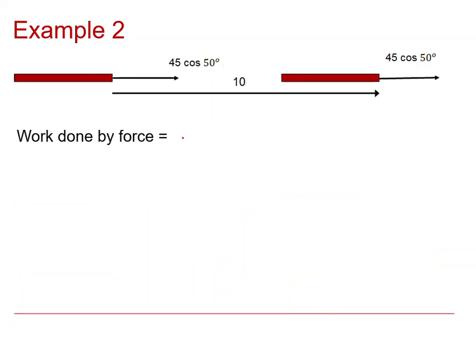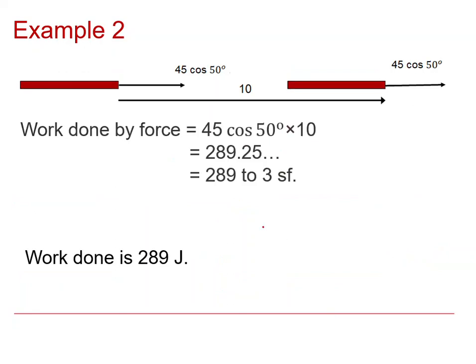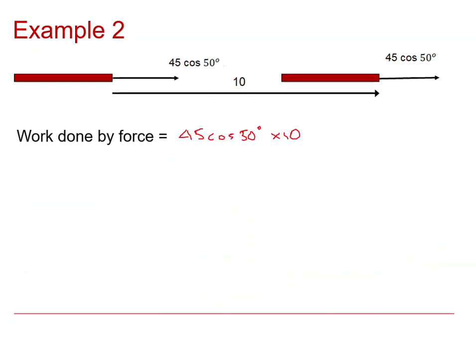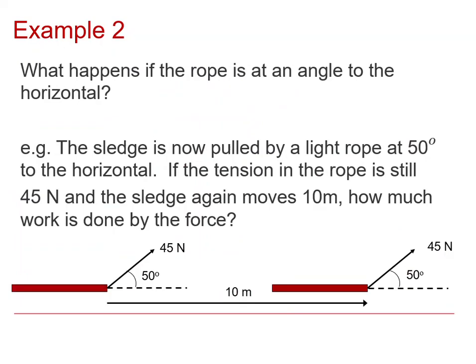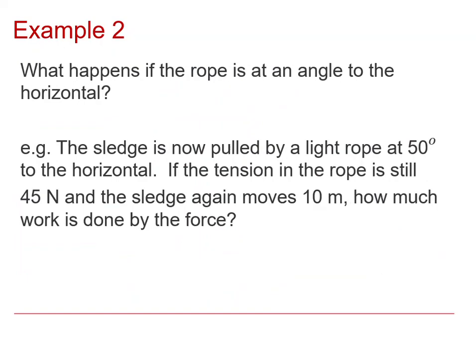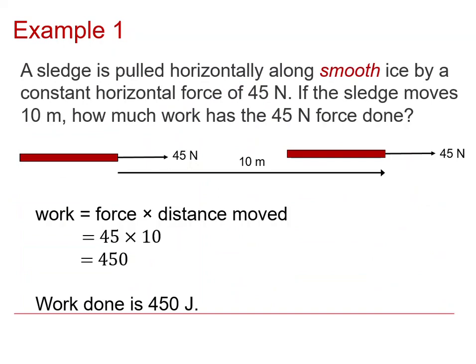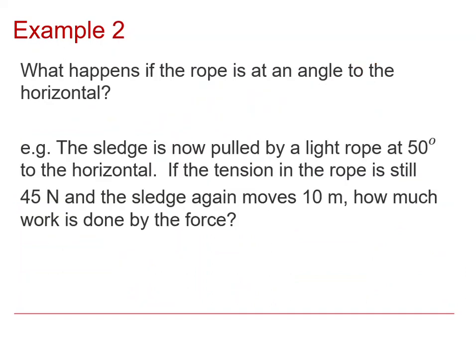So to do the calculation then, it's 45 cos 50 times 10, and that will need a calculator, but otherwise it's just numbers. So there we are, there's the calculation done, and it's 289 to 3 significant figures, so the answer to the question is that the work done is 289 joules. Compare it with the previous answer, which was 450 joules, you see, so it's considerably reduced because of that interference of the cosine.